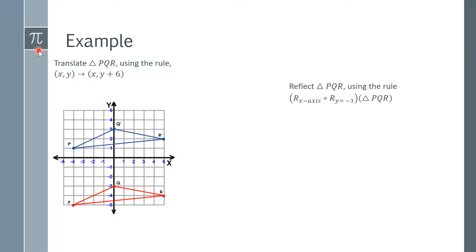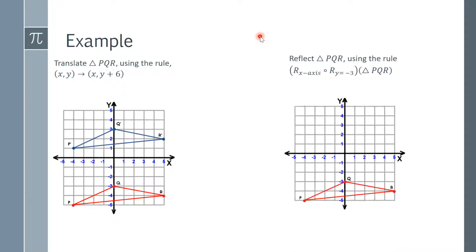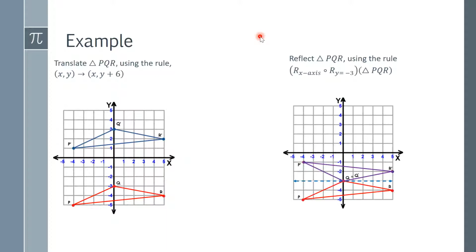So now let's do a composition of reflections. If you read these compositions, this is the reflection across the x-axis after a reflection across the line y equals -3. So this is the second reflection. This is the first reflection. This is how these are written. So here is the original object. We're going to reflect it over the line y equals -3 first. So here's the line y equals -3.